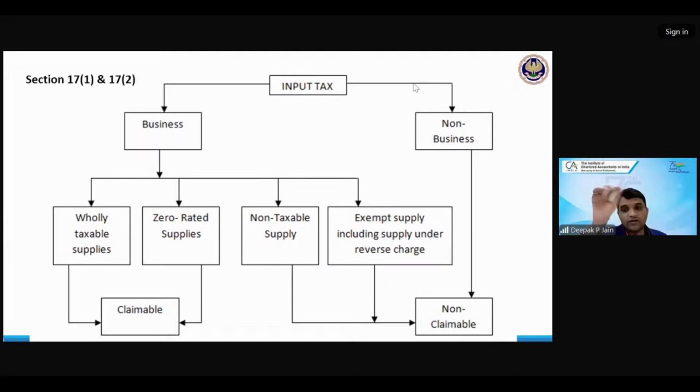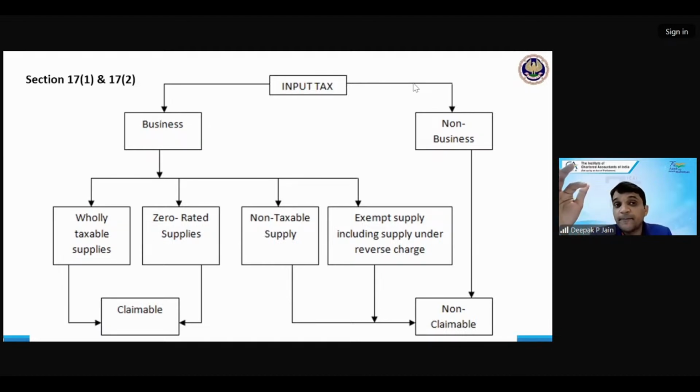The credit chain has to follow, right? When I am claiming the credit, you should generate something. You should generate tax on the outward supply. Now, if you're not generating outward supply because your product is exempted, or because your activity is for non-business purposes, then reverse the input tax credit. So that is the concept of exempt supply.